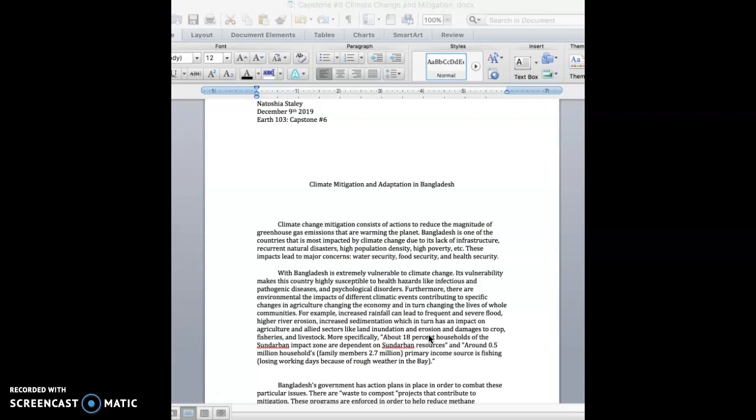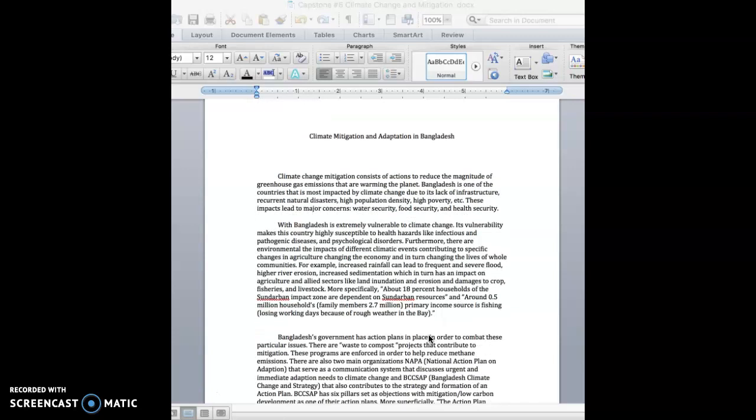With Bangladesh being extremely vulnerable to climate change, its vulnerability makes this country highly susceptible to health hazards like infectious and pathogenic diseases and psychological disorders. Furthermore, there are environmental impacts of different climate events contributing to specific changes in agriculture, changing the economy, and in turn changing the lives of whole communities.